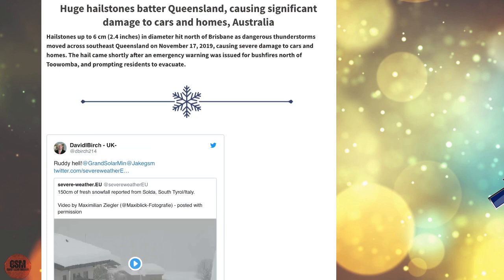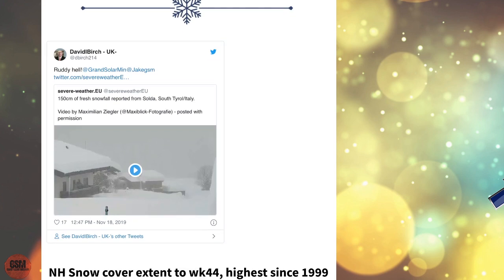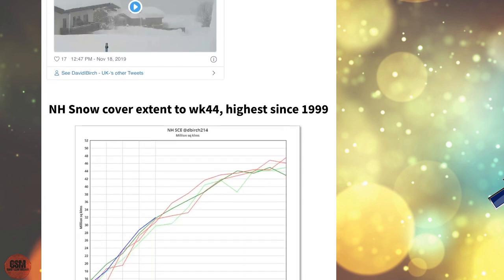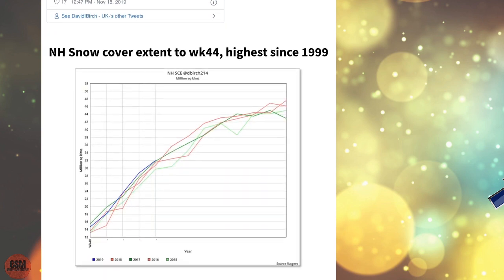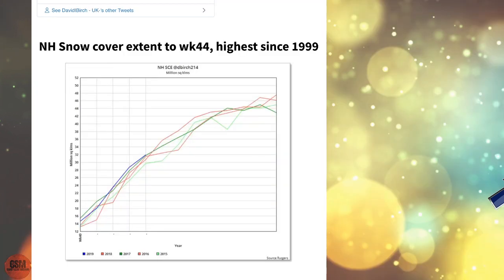Speaking of good stuff, there is our friend David Birch, the UK, showing us pictures here from Tyrol, Italy. And he also took the time to make this chart. And when you guys get to our website at thegrandsolarminimum.com, he put this chart together. Northern Hemisphere's snow extent cover to week 44 is the highest since 1999. And I know it's really hard to see this, so I'm going to do my best here to reveal which line we are watching.